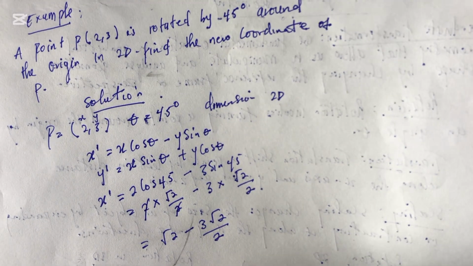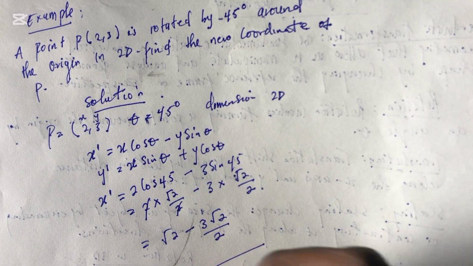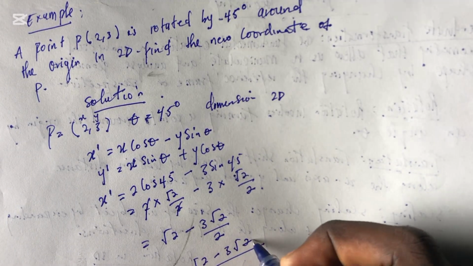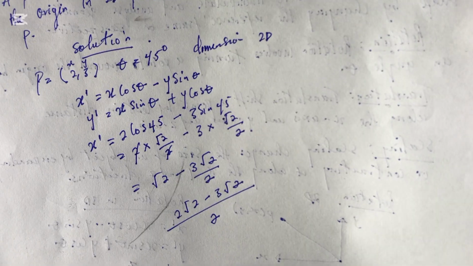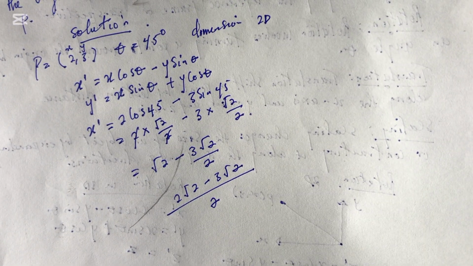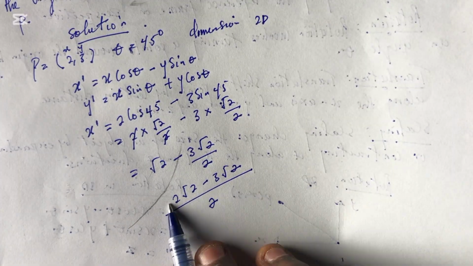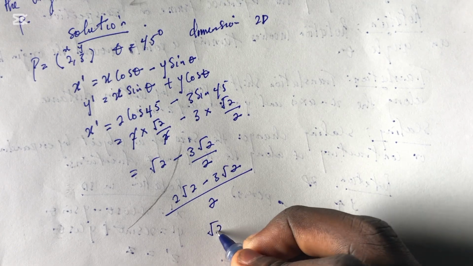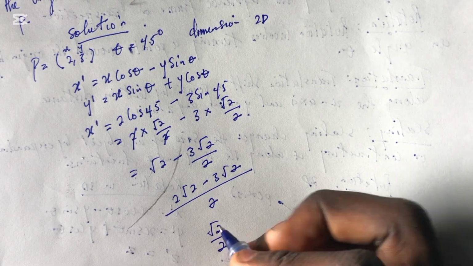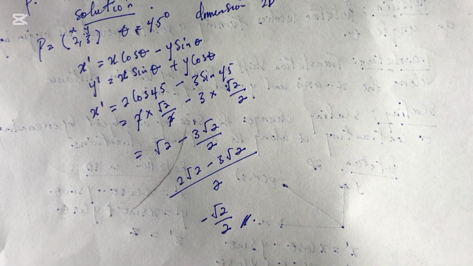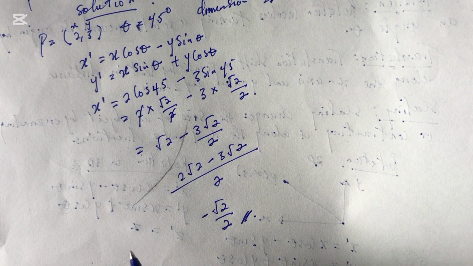If we take the LCM, we have 2 here. This will be 2 root 2 minus 3 root 2. So 2 minus 3 gives negative 1, that is negative root 2 over 2, which will be the answer for x prime.